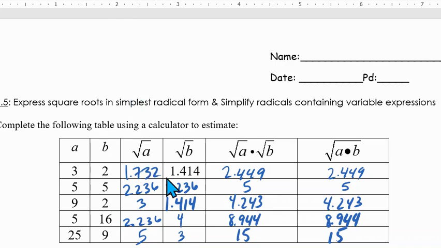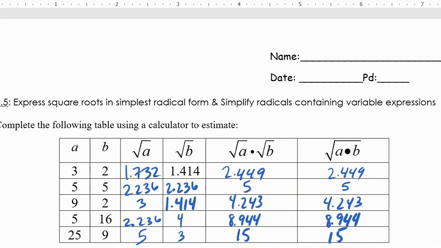All right, so here we have the values filled out to 3 decimal places. As you guys have noticed, what do we notice about these last 2 columns? What's the pattern? They're all the same, right? So if we break up the square roots and multiply them, or if we put the numbers underneath as the radicand and multiply, we get the same answer. That's the rule that we're going to be applying today to simplify radicals.